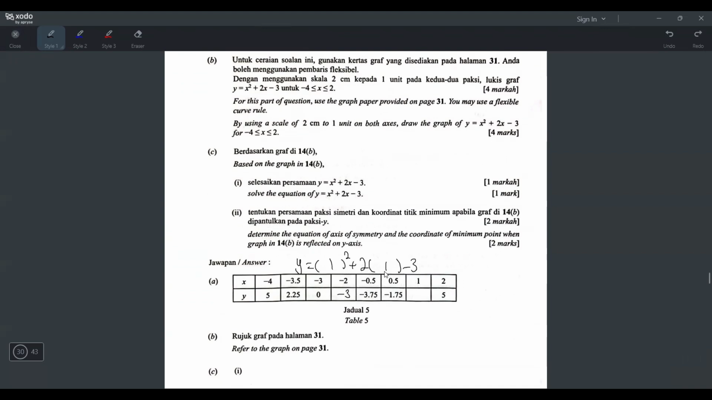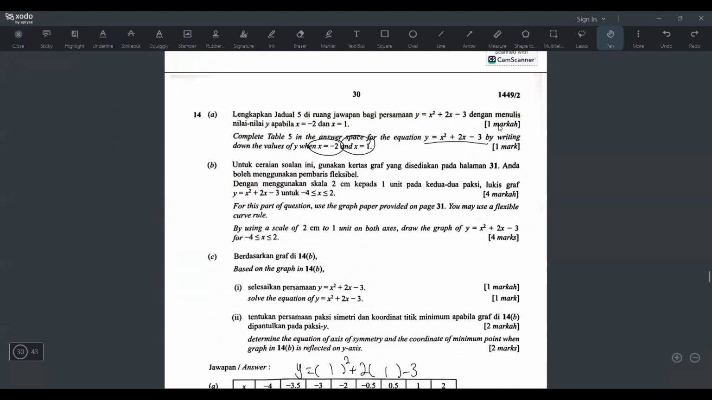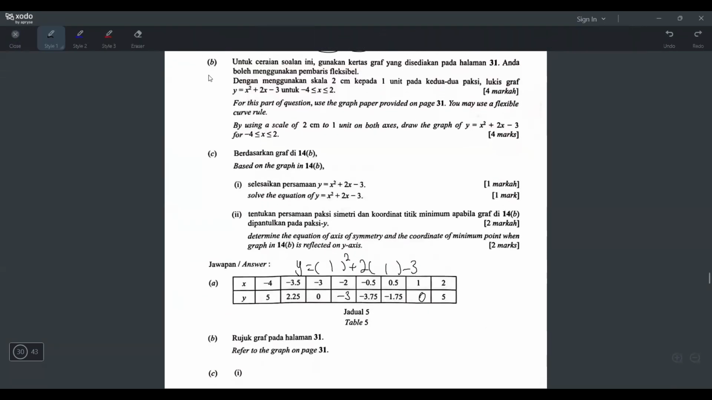Okay, if I sub 1 inside, what happens? 1 squared is 1, 1 plus 2 is 3, 3 minus 3 is 0. So this is 0. Okay, done. So how many marks? 1 mark for this. Okay, I'll take it.